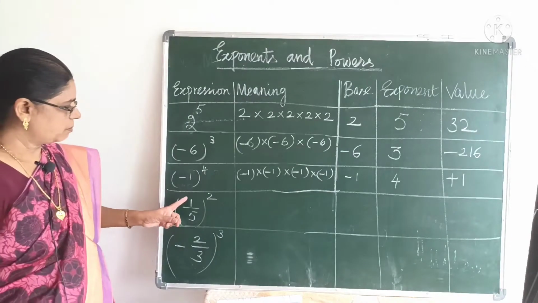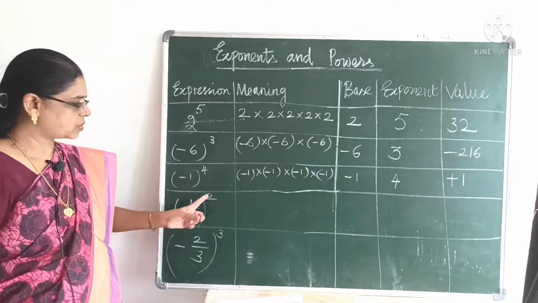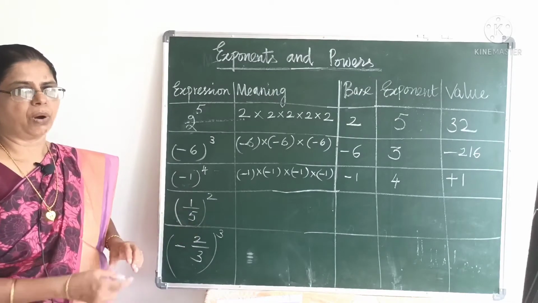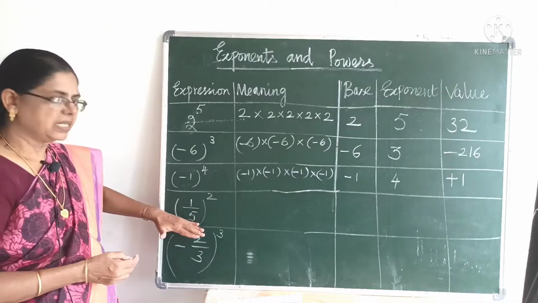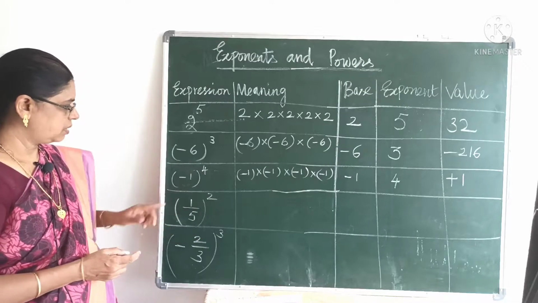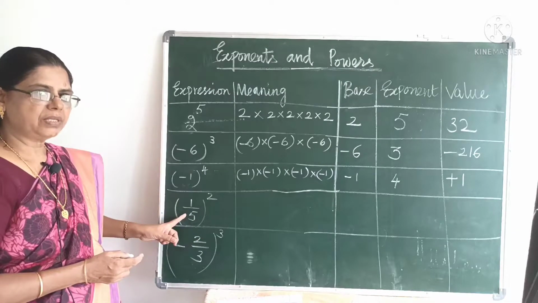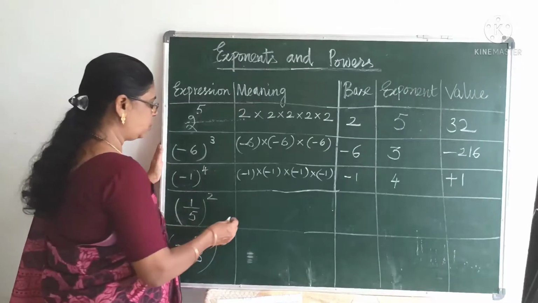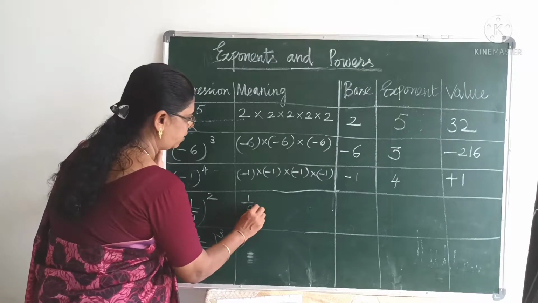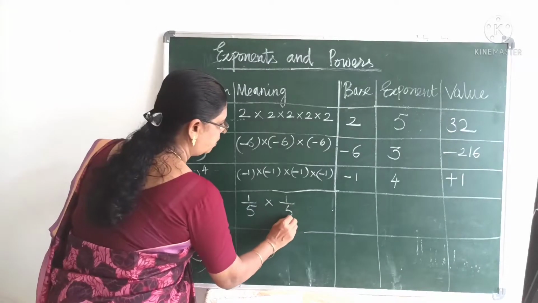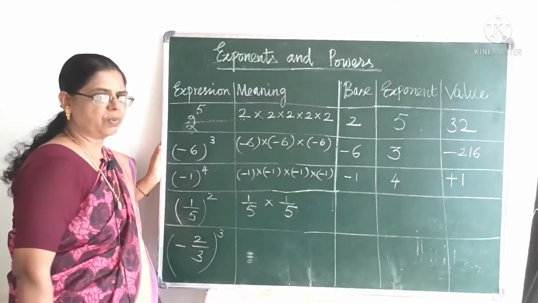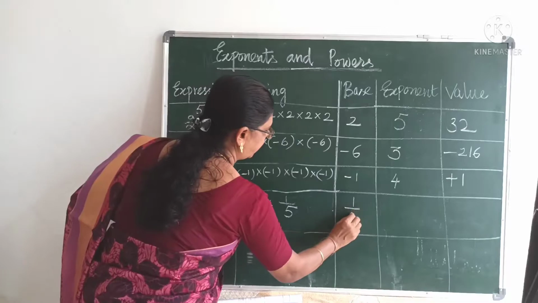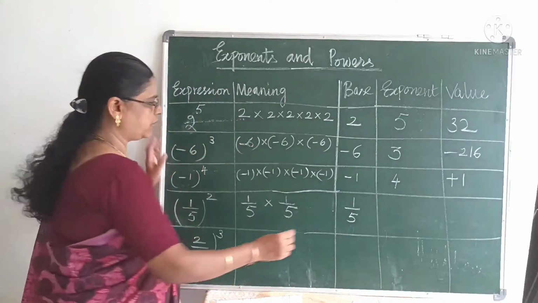Next, 1 upon 5 square. This time the base is in fraction form, or we can say it is a rational number. So 1 upon 5 is taken repeatedly for 2 times. 1 upon 5 into 1 upon 5. This is the meaning of this one. So which is its base? Base is 1 upon 5 and the power is 2.